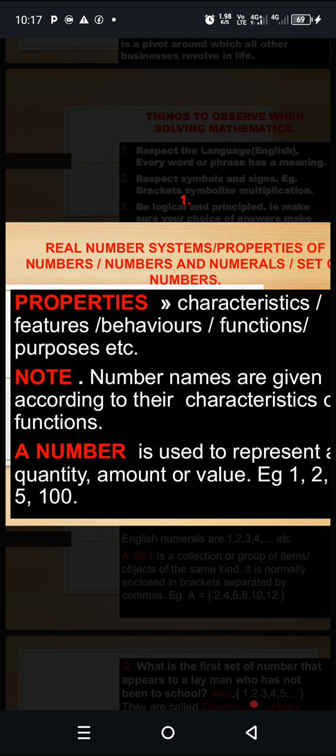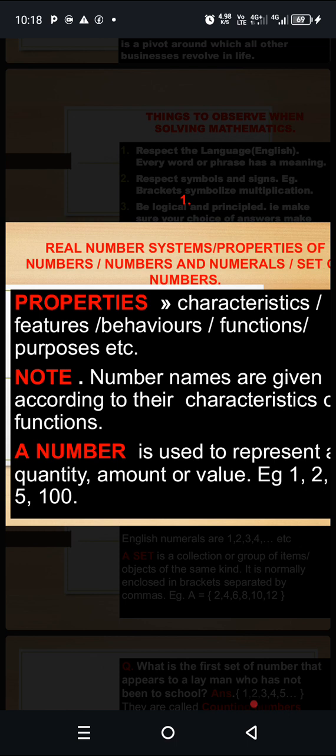You need to know numbers very well and know how to manipulate them. So for that matter, we will start with properties of numbers. When you talk about properties of something, it means the characteristics or the features or the behavior or the function or the purpose of that particular thing. That is its property. So we know very sure that number names are given according to their characteristics. So what function do those numbers play in everyday life?